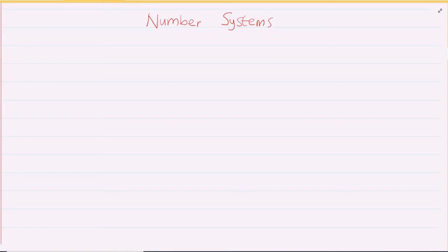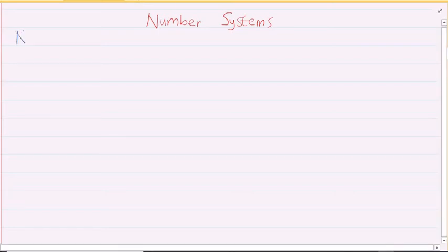Okay, alright, today I'll be taking us on number system. Number system is simply the way we represent numbers in mathematics, and the first number we are going to talk about is the natural numbers.